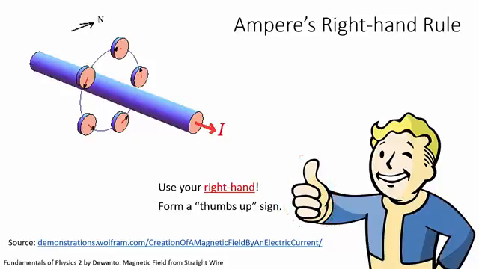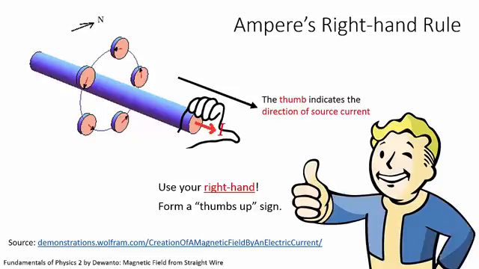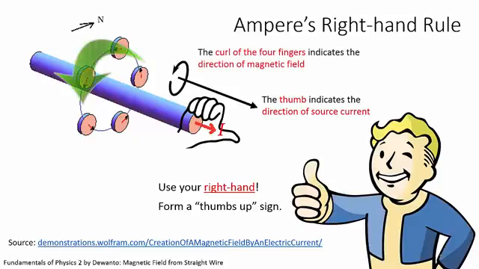We can then align our thumb along the direction of the source current. Then the curl of our fingers will give us the direction of the magnetic field circling about the wire. Do convince yourself that this rule will still hold if the source current is reversed. Notice that using Ampere's right-hand rule, we can also deduce the direction of the source current if the direction of the magnetic field is known.